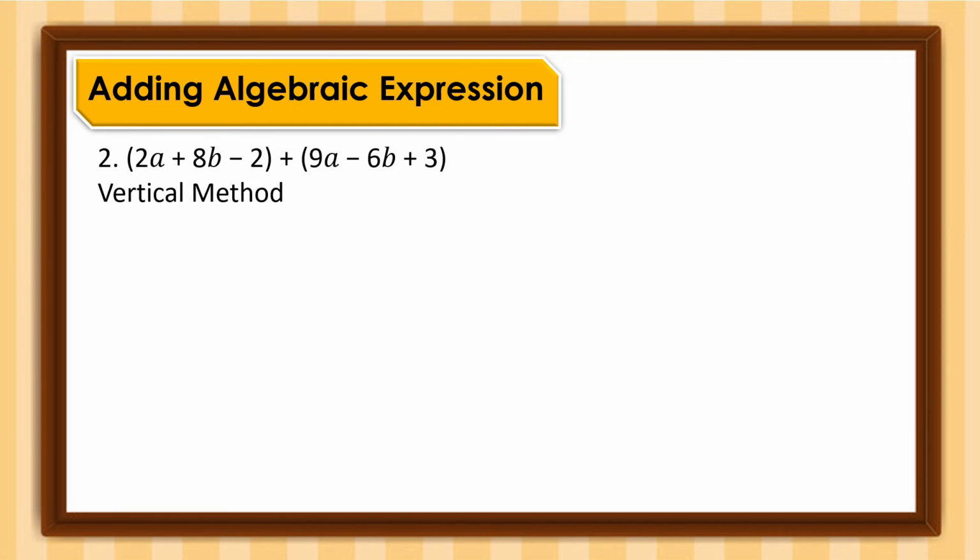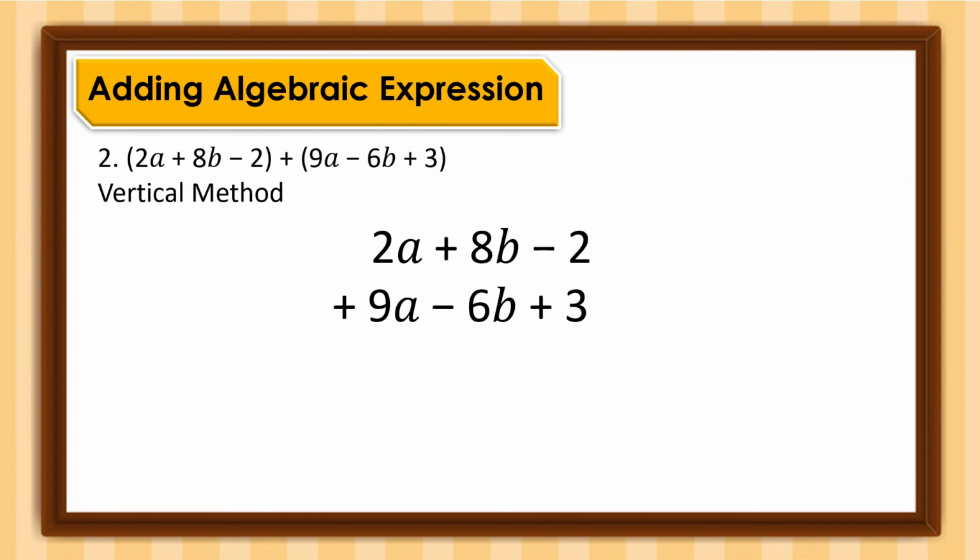How about in vertical method? Let us now use the vertical method. 2a, same column with 9a. Positive 8b, same column with negative 6b. And negative 2, same column with positive 3.